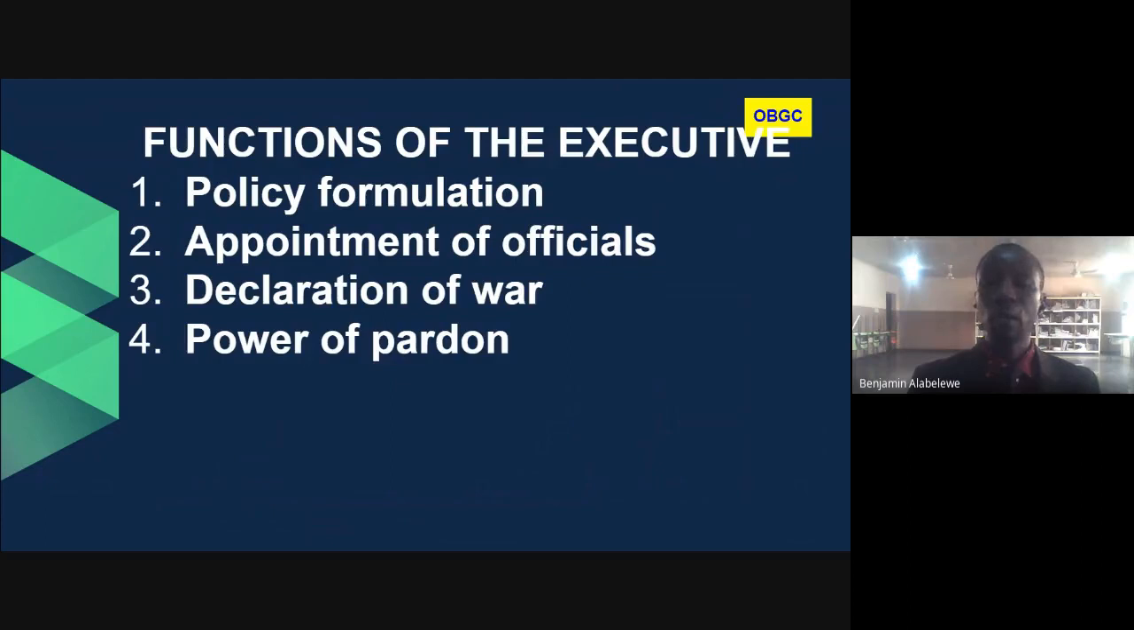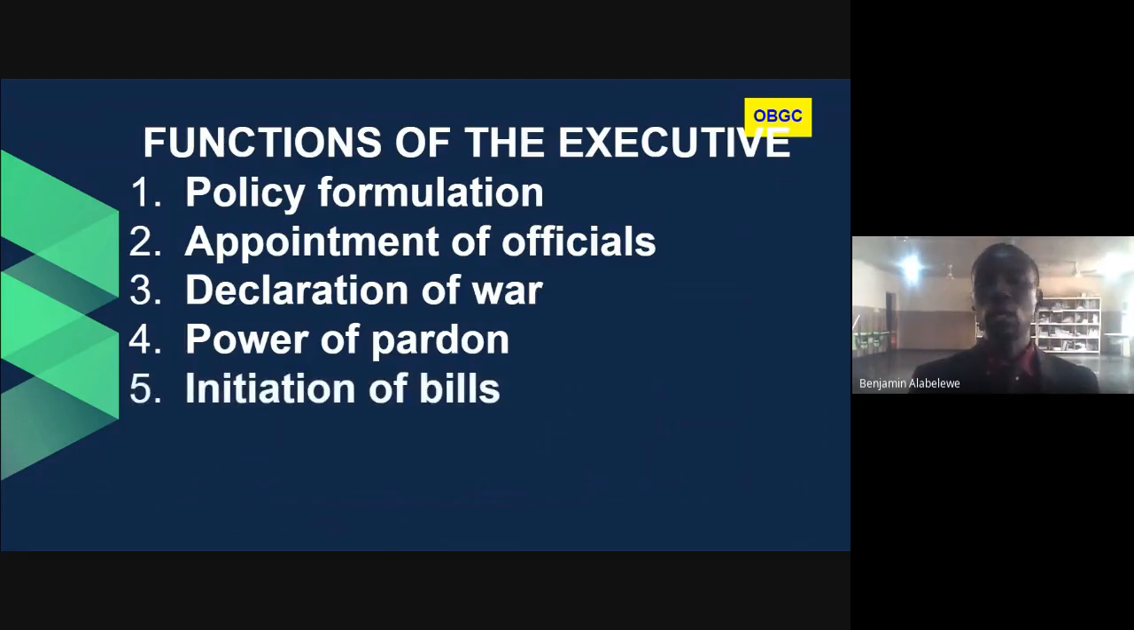They have the power of pardon. This is called the prerogative of mercy. What did I call it? Prerogative of mercy. It's a judicial function performed by the executive. They have the power to grant pardon to criminals, national pardon to prisoners.